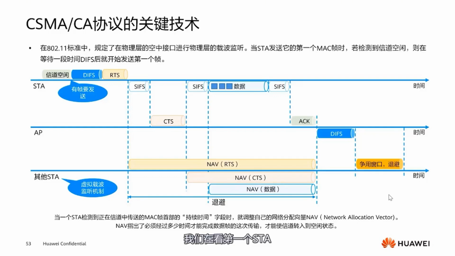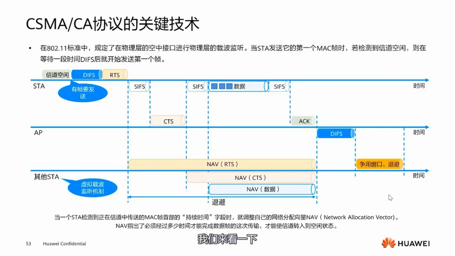Looking at the first STA, after receiving the CTS from the AP, it waits for a SIFS before transmitting data. After completing the data transmission, it waits for another SIFS, signaling the completion. Then the AP sends an ACK acknowledgement, and at this point, the channel is freed up for a new cycle of message transmission.